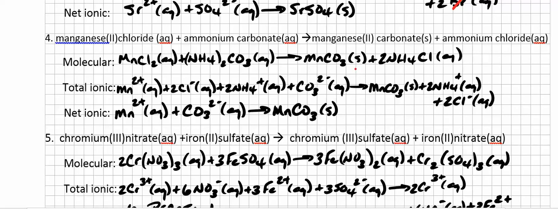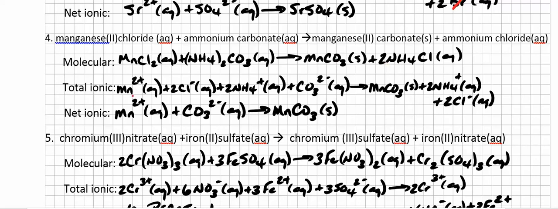That one won't break down. Plus ammonium chloride, that's NH4Cl. Notice to balance, I'm going to have to put a 2 right here because I have two NH4s over here on this side. I've also got two Cl's right there. So this is going to balance with a 2 right in that position there. Let's write the total ionic equation.